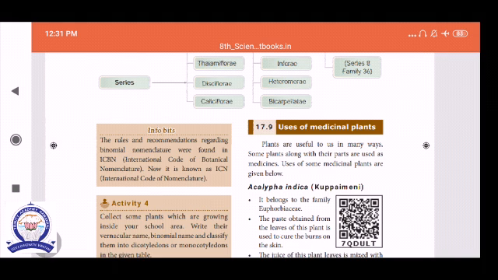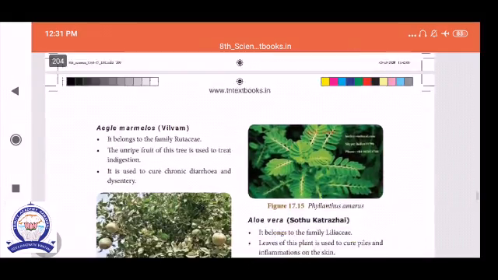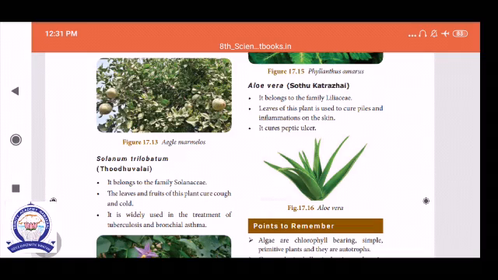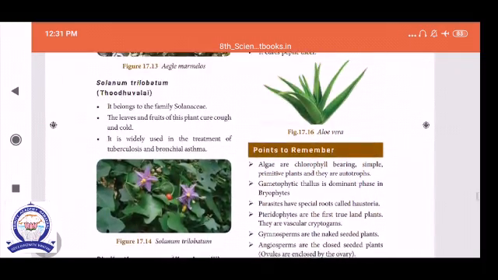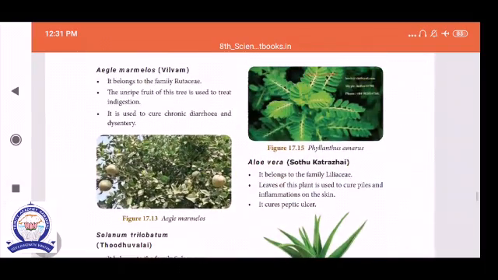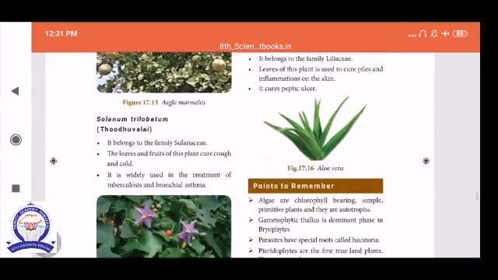Four names, namely Acalypha indica, Kuppai Medi. Second, Aegle marmelos, Vilvam. Third, Solanum trilobatum, Thuduvelai. Fourth, Phyllanthus amarus, Keezhanelli. And the last one, aloe vera, Sothu Katralai.